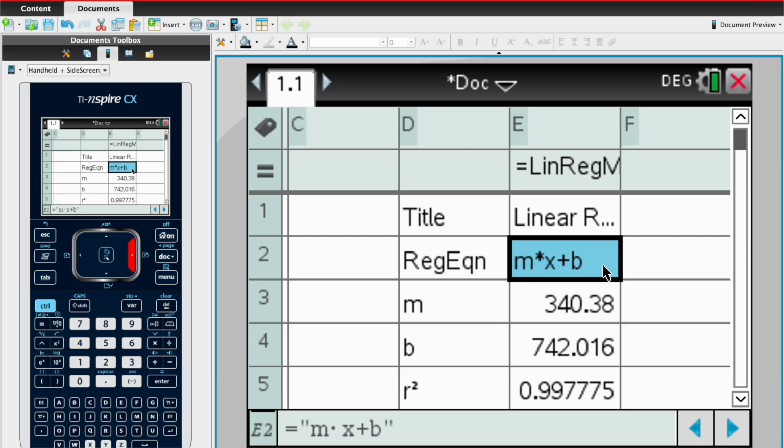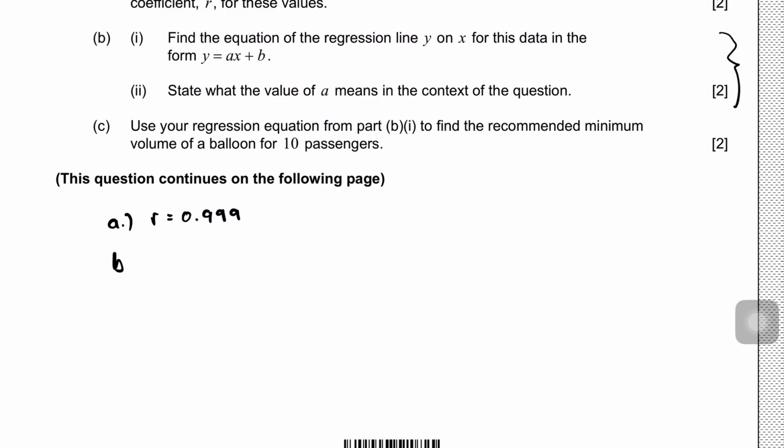So let's read these values first. m is 340.38, b is 742.016. To 3 significant figures, this would be 340, and to 3 significant figures, this would be 742. So let's go back to the document. All right, so y is equal to m, our slope, which was 340x, plus b, our y-intercept, 742. Okay, actually we should say that's B1.